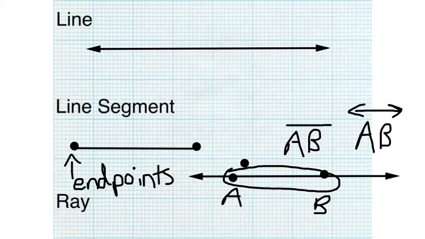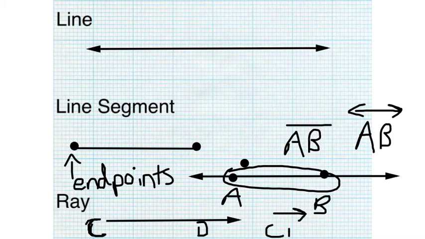A ray, slightly different. Let's see. So a ray is just a mixture of the two. It does have one arrow, but it also has an endpoint at the end. If we were to name this ray, let's say we have the endpoint is at C, and we have another point here at D, we would just call this ray CD. That symbol indicates we're talking about ray CD.